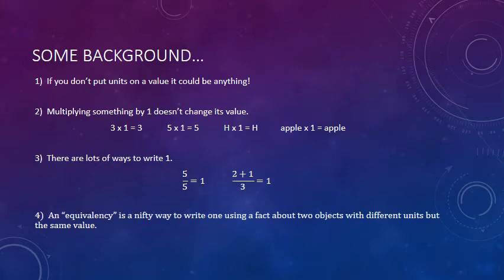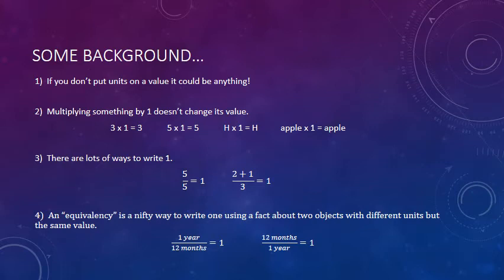So I could substitute that fraction in anywhere above. So this is the physics part of it. An equivalency is a nifty way to write the number 1 using a fact about two objects that have different units but the same value. If you didn't follow that, it will become very clear in a second. So for example, 1 year is equivalent to 12 months. They're equal to each other. We all know there's 12 months in a year. That means that the fraction 1 year divided by 12 months is a nifty way to write 1.